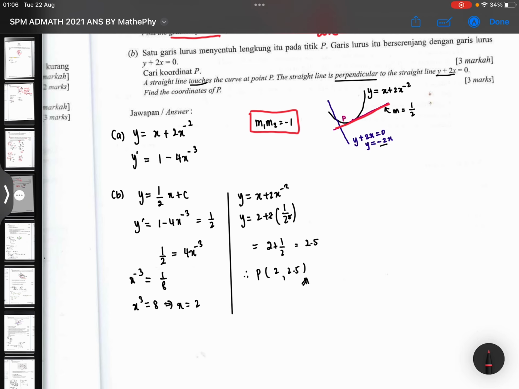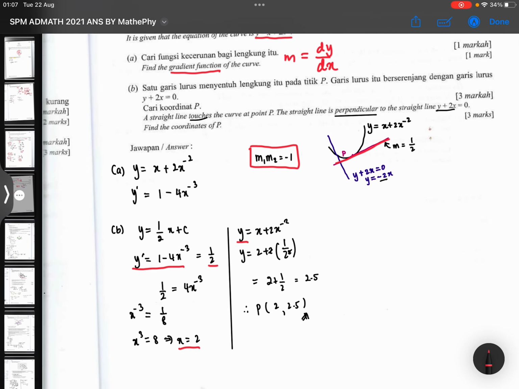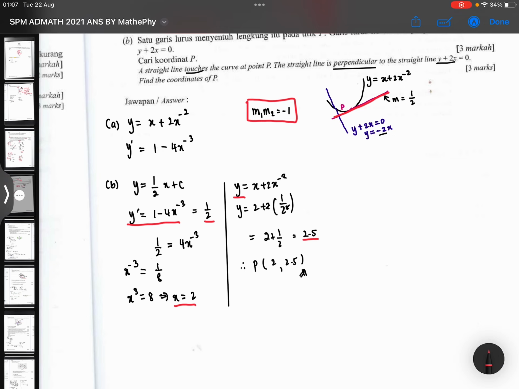So what we did, we just substitute into the gradient function. Because we know that the gradient function is this, we just equate it to 1/2, because the gradient of the pink line is 1/2. Then just solve for x, you get x equals 2, and we need to get the y coordinate. Just substitute into the original function, right? So you do not substitute into the gradient function. We need to substitute into the original function. So you get 2.5. Okay, so P is (2, 2.5). Alright.